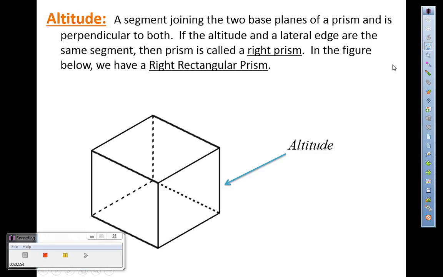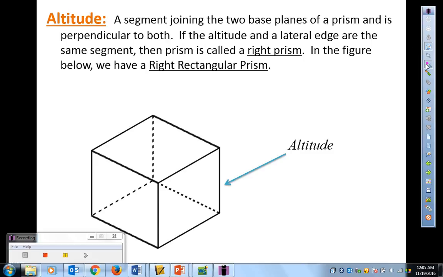And the altitude, we're dealing with the right prism. We'll only deal with right prisms. If the altitude and the lateral edge are the same segment, then it's a right prism. That will always be the case for us. This is a right rectangular prism. I know it looks kind of like a square, but that's just the figure I could find. Think of a Kleenex box, a big box of paper, or the Amazon boxes that show up at your houses. Those are all right rectangular prisms.